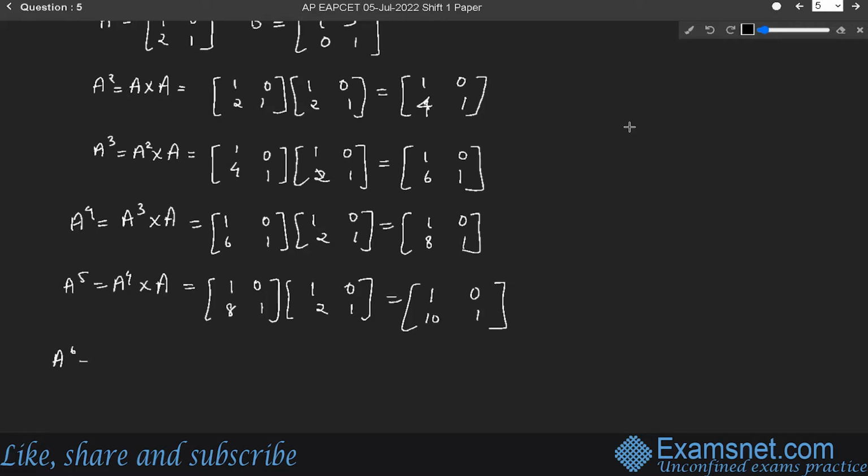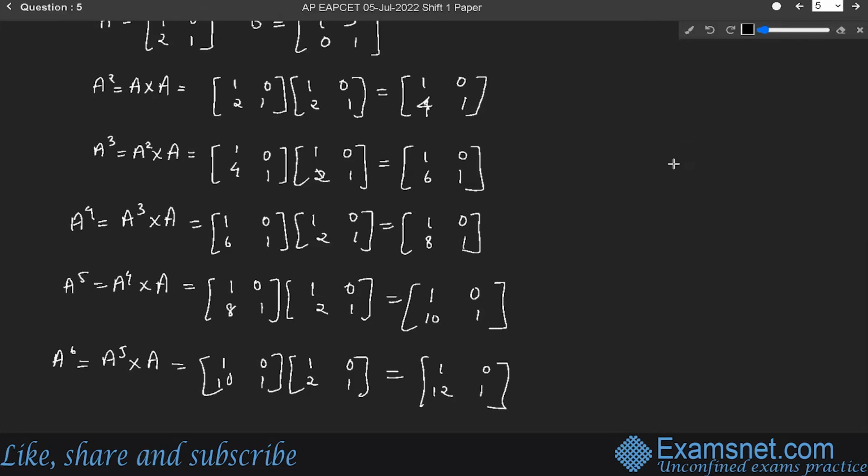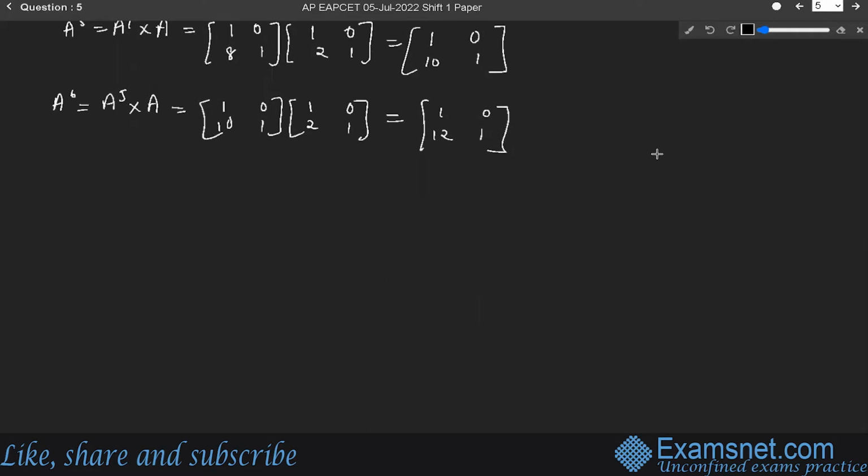Now, we know that A power 6 will be A power 5 into A, which gives 1, 0, 10, 1 into 1, 0, 2, 1, which is equal to 1, 0, 12, 1. Now we have A power 6 is equal to 1, 0, 12, 1. Similarly, we have to calculate B power 6. It is given that B is equal to 1, 0, 3 and 1.